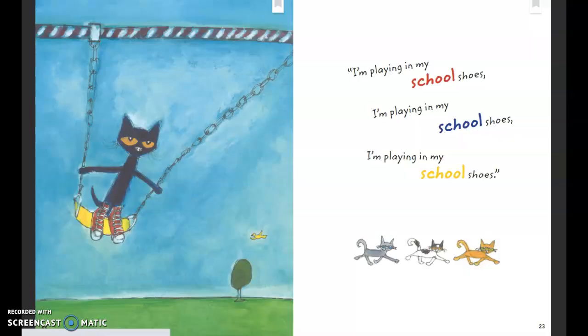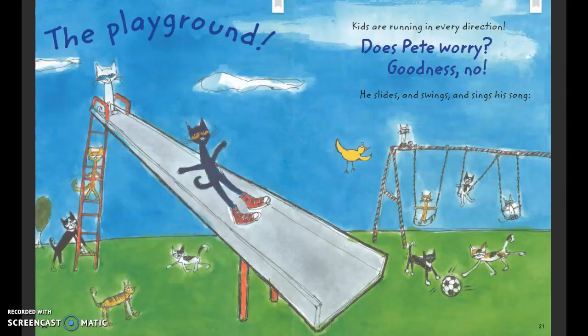All right, let's go all the way back to page 21. Oh. All right, let's see what sound pattern we hear.